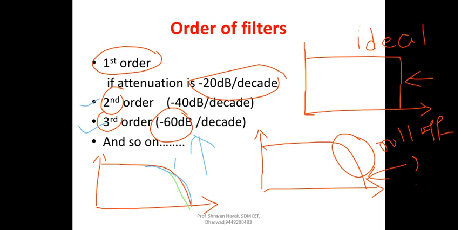So with this, we have taken some of the basic introduction about the filters. What are filters, right? What is the classification of the filters? What is the difference between active filters and passive filters, right? Then also what is the meaning of the order of the filters, right?